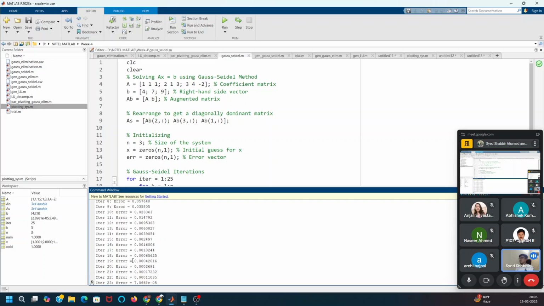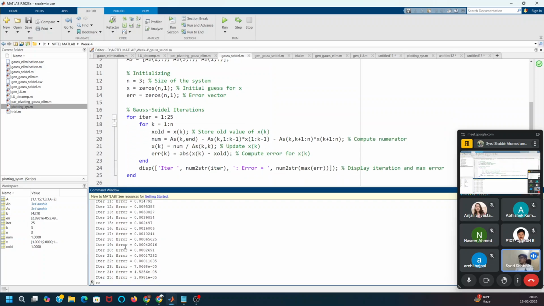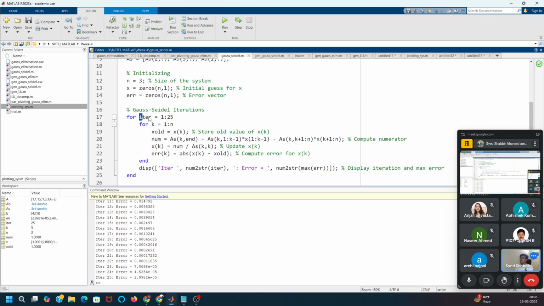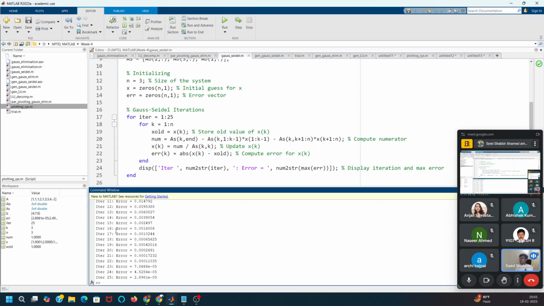you can see that as I was solving it, my error was getting reduced and reduced and reduced. I have done this for 25 iterations. I can also put a tolerance criteria here. Let's say if my error is becoming below some threshold, I can tell MATLAB to break out of the loop and give me the solution, whatever it is there. So that also I can do.